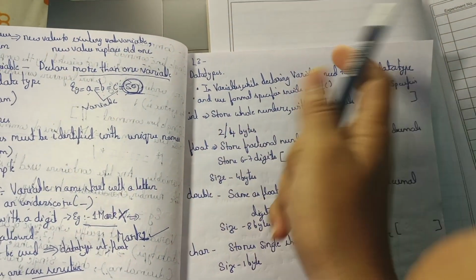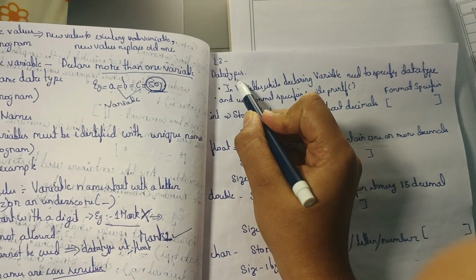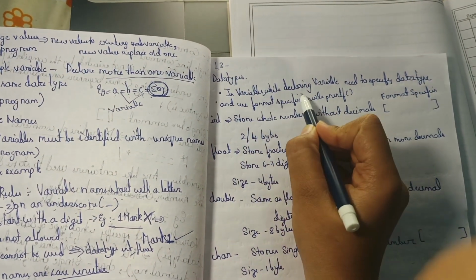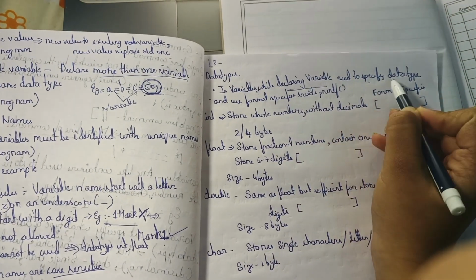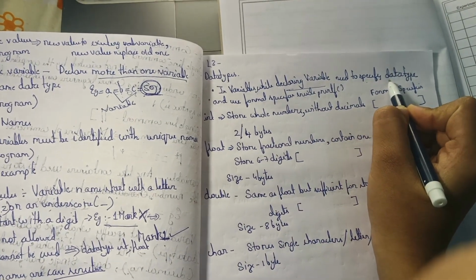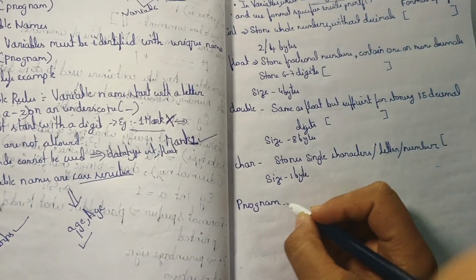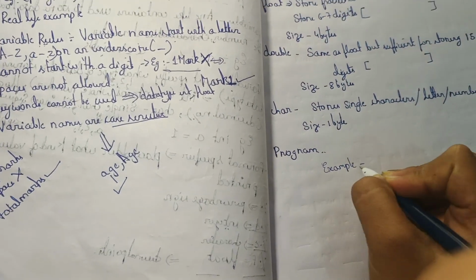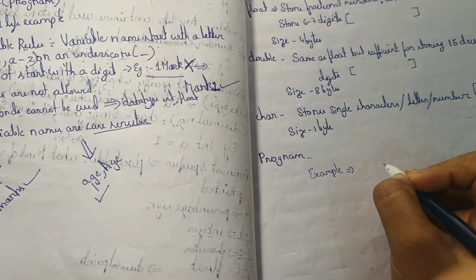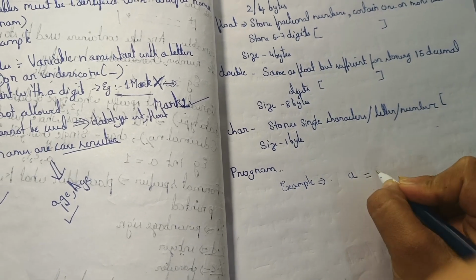Today we are starting with a new concept, that is data types. In data types, whenever we declare the variables, we need to specify the data type, meaning what type of data it is storing. For example, when we declare a variable, I say the variable A is equal to 1.